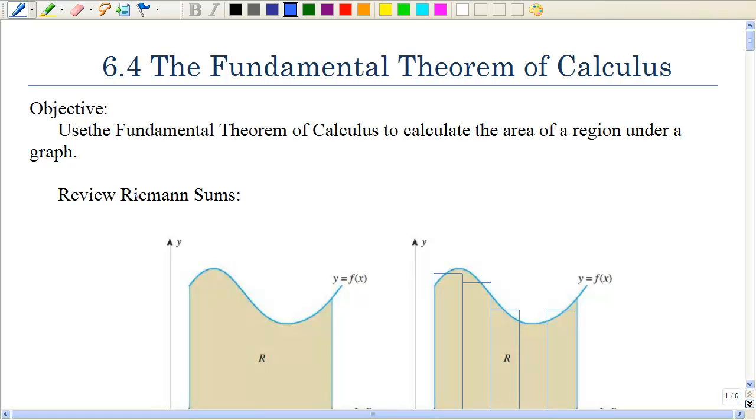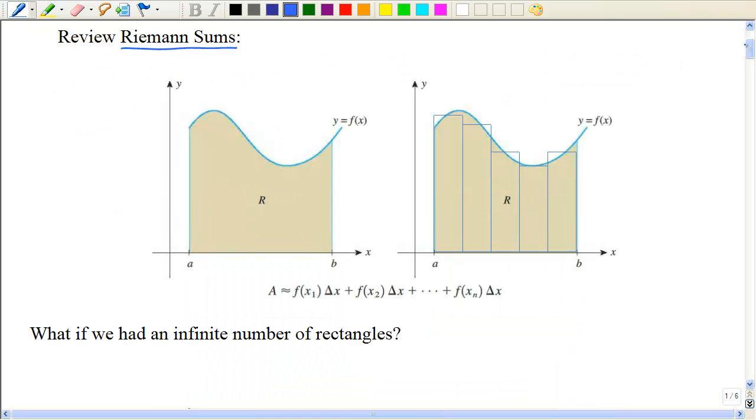This section presents the fundamental theorem of calculus. But we want to review what we went over in the last section. Recall the use of Riemann sums, and that is where we were looking at the area of a region bounded by two vertical lines, a function, and the x-axis.